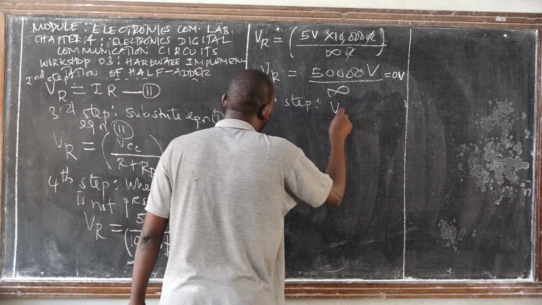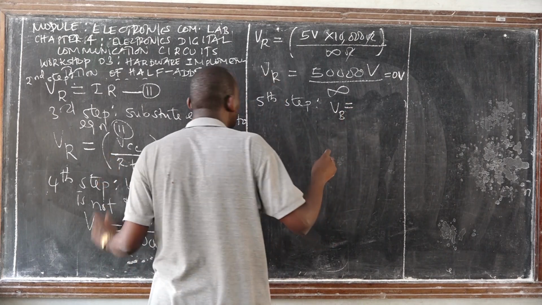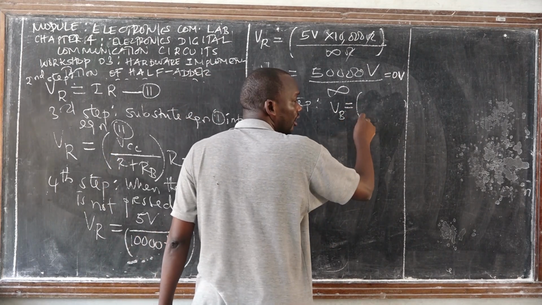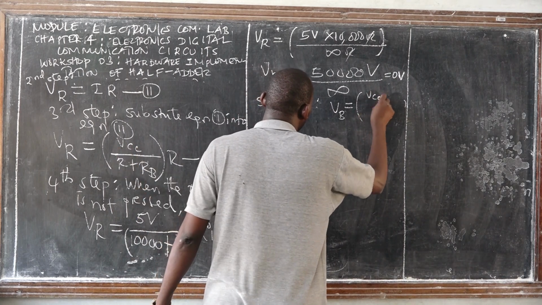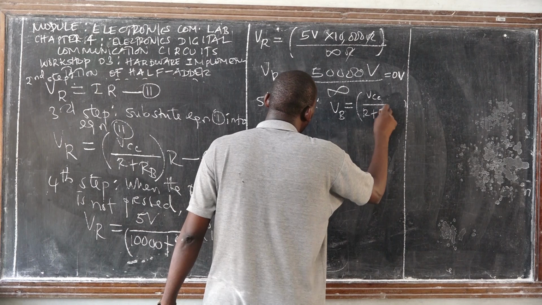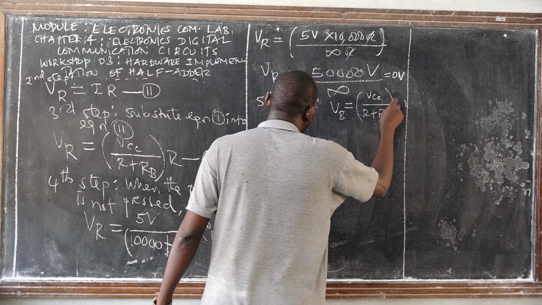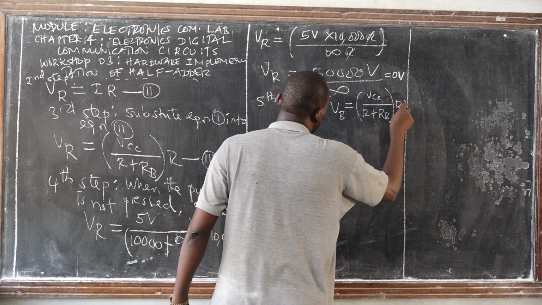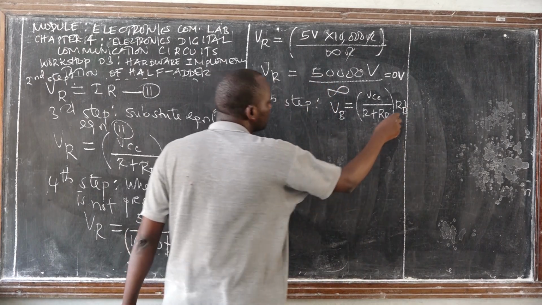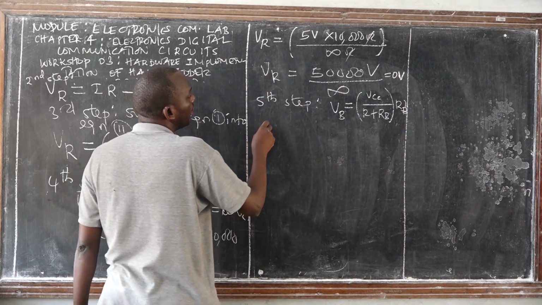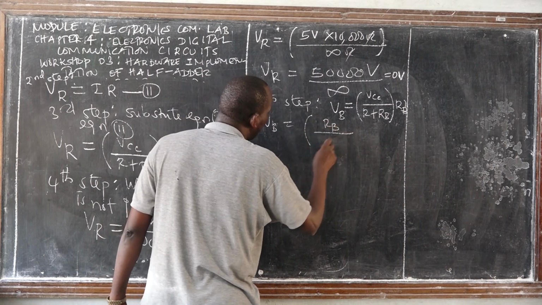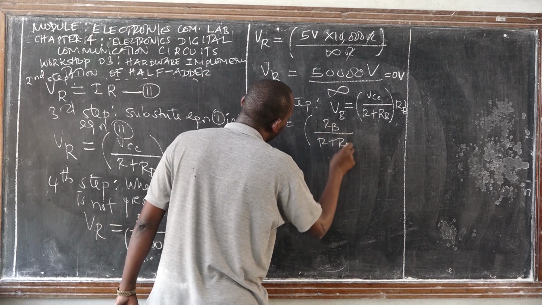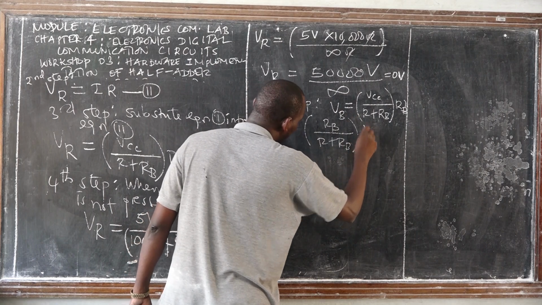For that case, the voltage across the push button will be equal to VCC over resistance plus resistance of the push button, multiplied by resistance of the push button. So VB is equal to resistance of the push button over resistance plus resistance of the push button, times VCC.